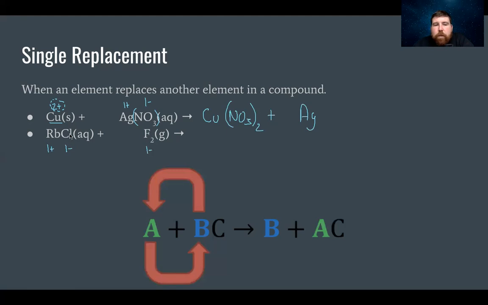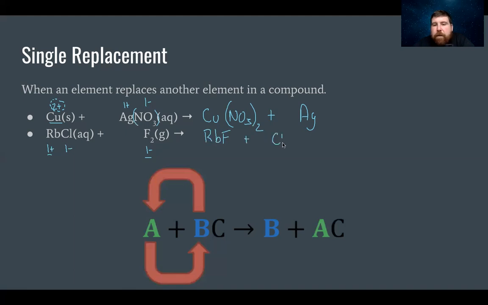So we're going to go ahead and look at, what does fluorine want to bond with, rubidium or chlorine? Well, if fluorine has a -1 charge, it's going to want to combine with the positively charged thing. And we'll go ahead and get rubidium fluoride, RbF. And notice it's a 1-to-1 ratio because of the charges. The 2 has nothing to do with figuring out what the products are going to be.